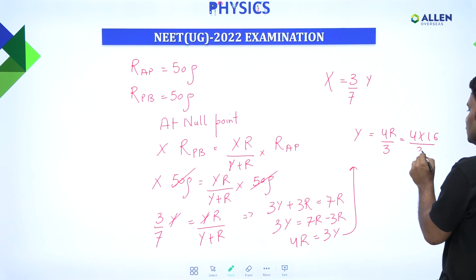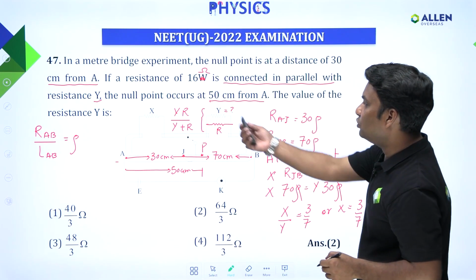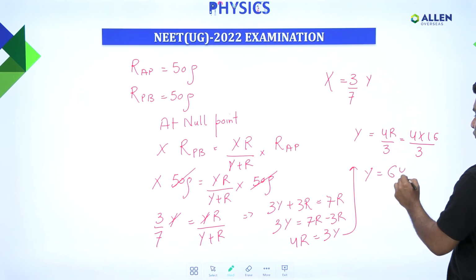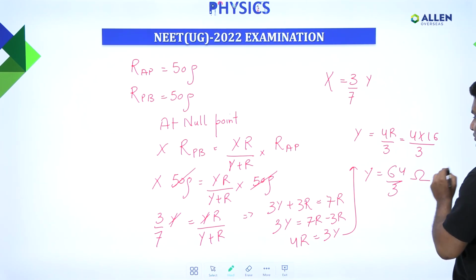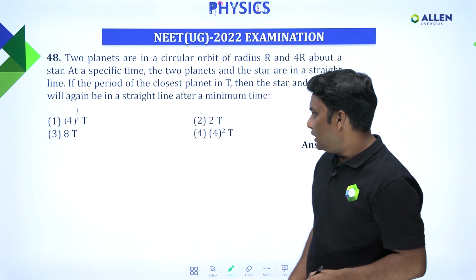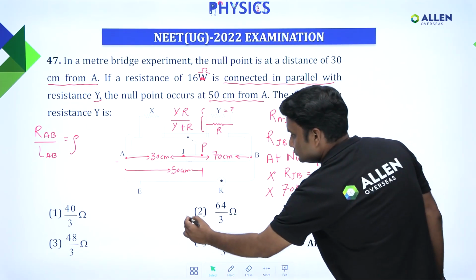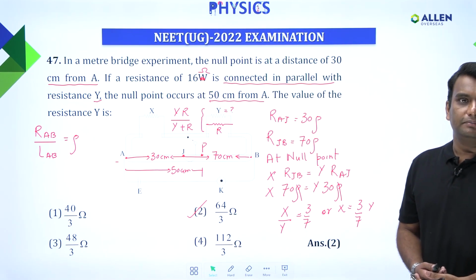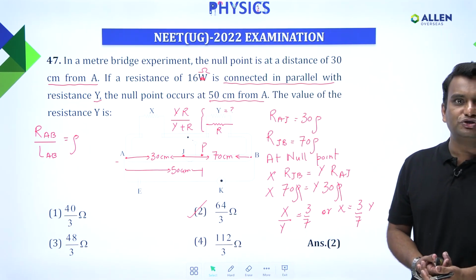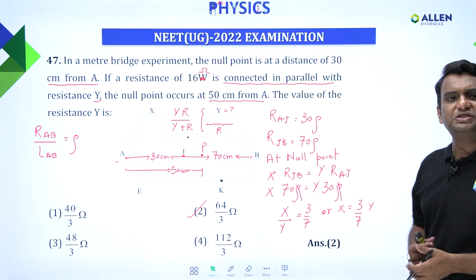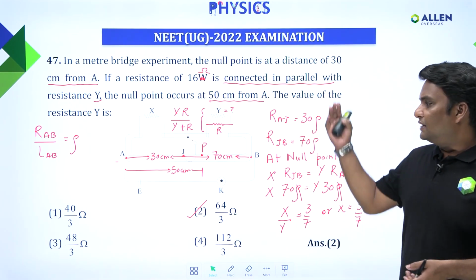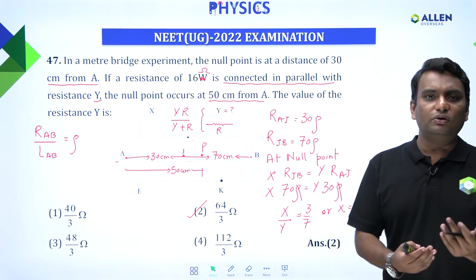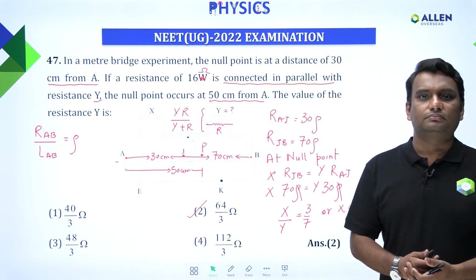and R value according to the question is 16. So here the question is saying we need to calculate the value of this Y itself, 64 by 3 ohms, which is going to be our option number 2, 64 by 3 ohms, right? Okay. I hope everyone understood this point. Little bit calculation intensive question, but at least in the final part, once we substitute the value in the last, I think calculation can be minimized.